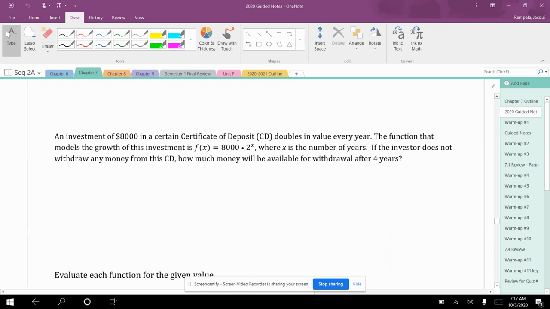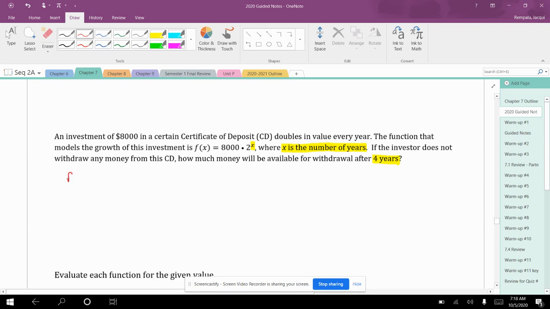So basically what this problem is talking about is they're giving us this exponent of x, and they're telling us x is representing the number of years. Notice that the problem itself in the very last part of this last sentence says how much money will be available for withdrawal after 4 years. So the fact that they're giving us the amount of years and x represents the amount of years, well, all we're going to have to do is substitute 4 into this function.